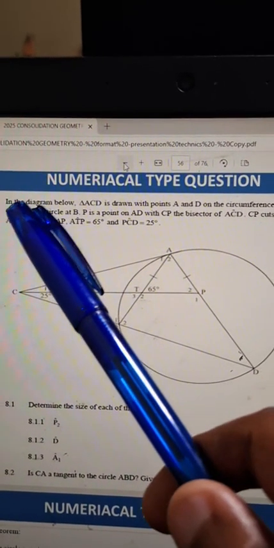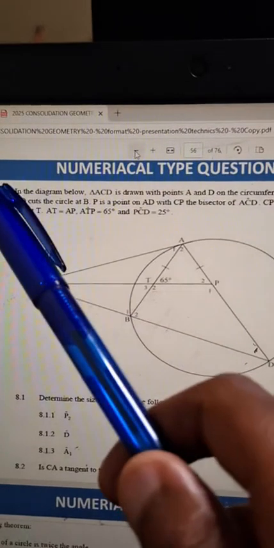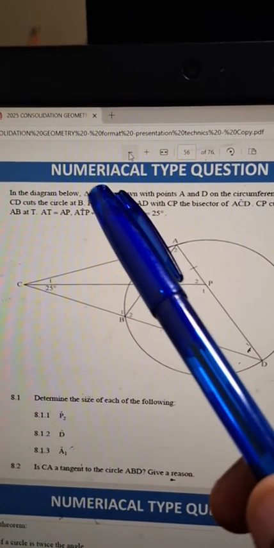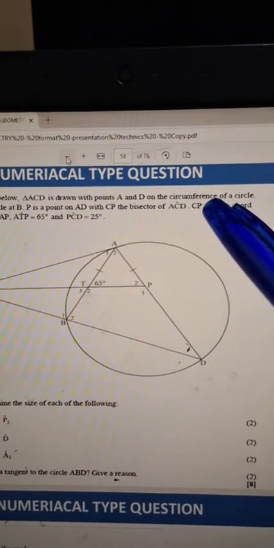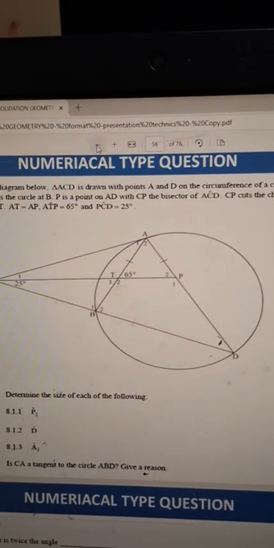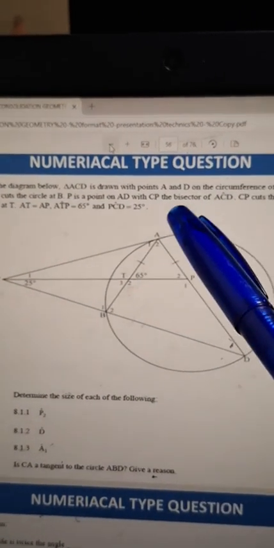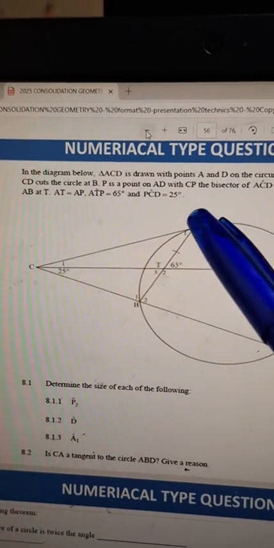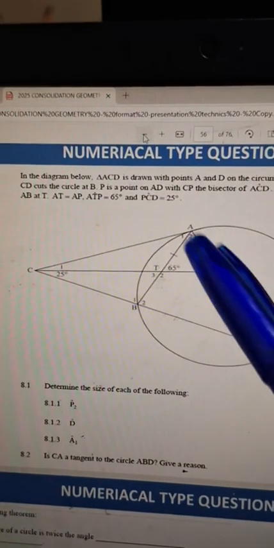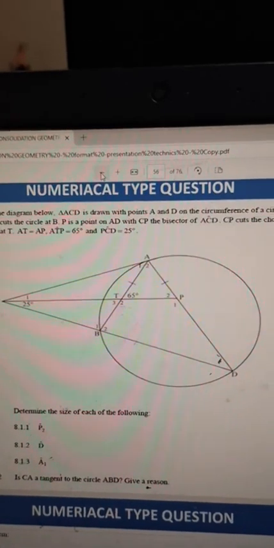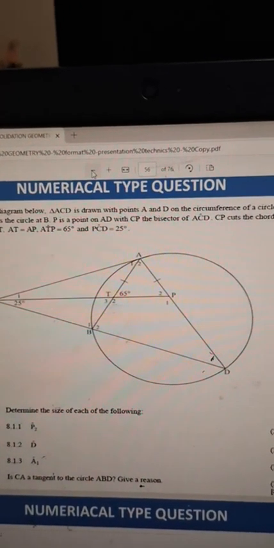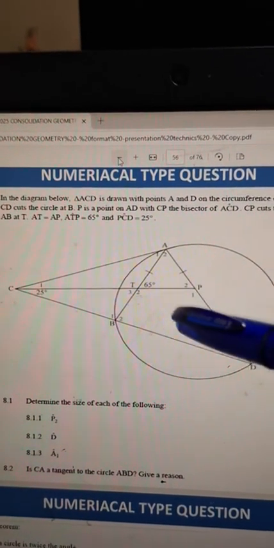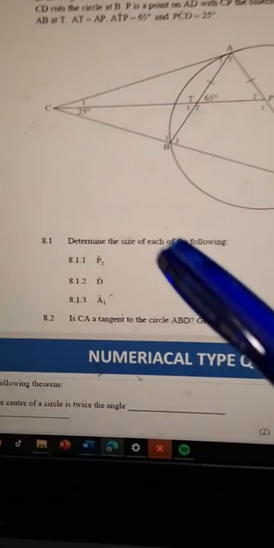So like I said, please guys, read the statement. After reading the statement, pick up the key points. There are keywords: triangle ACD, and there are theorems embedded in that. The circumference of the circle, a very key word. Bisector, you must know what the word bisector means. The minute they tell you AT is equal to AP, where the triangle, that should imply something to you. These are important things we can get from the information statement at the top. Then we transfer the information into the relevant diagram.